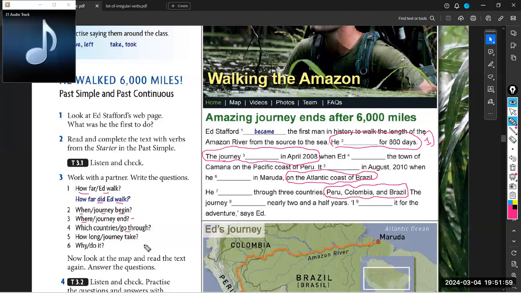Now 5. How long did the journey take? Bravo. Because it's the simple past, how long did the journey take? Nearly 2.5 years. Yeah, 2.5 exactly. This is it. The journey took nearly 2.5 years.